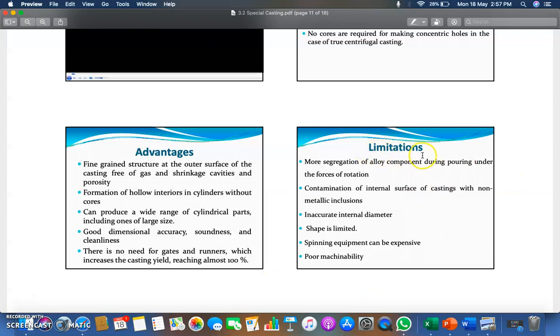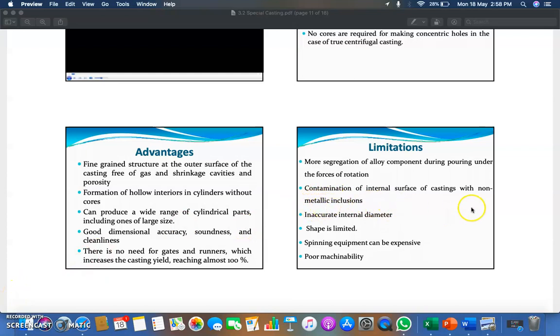Now, what are the limitations of centrifugal casting? More segregation of alloy components during pouring under the forces of rotation, meaning segregation of alloy material will be higher because of the force of rotation. Contamination of internal surfaces of casting with non-metallic inclusions.